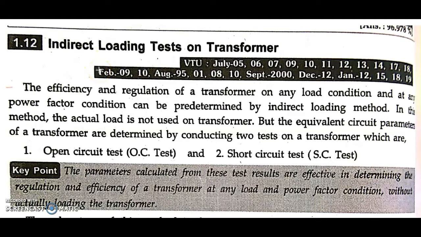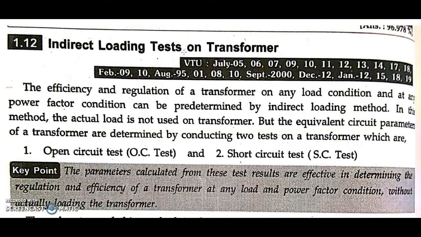That is, your secondary winding of the transformer is kept open. Okay, secondary side of the transformer is kept open, whereas your primary winding of the transformer is energized by the power supply. Okay, so this is a basic thing which you need to remember about indirect loading tests on transformer.